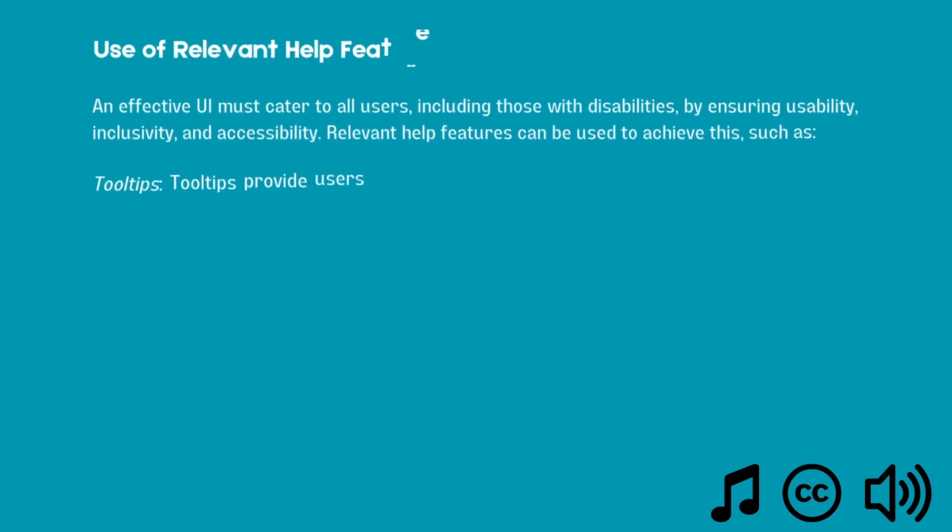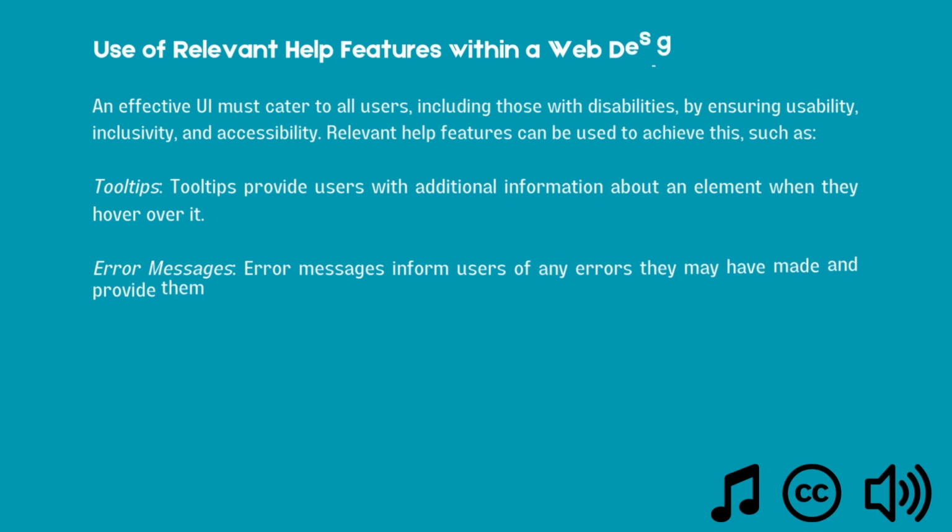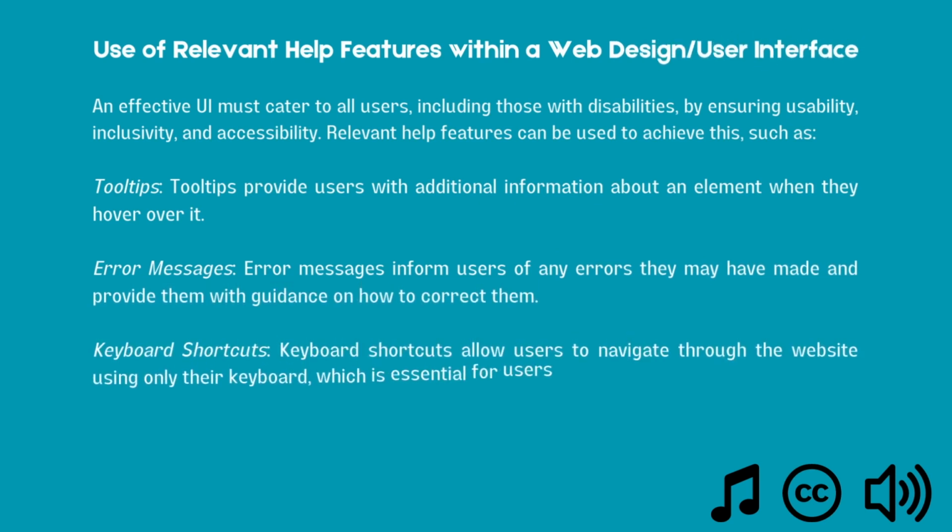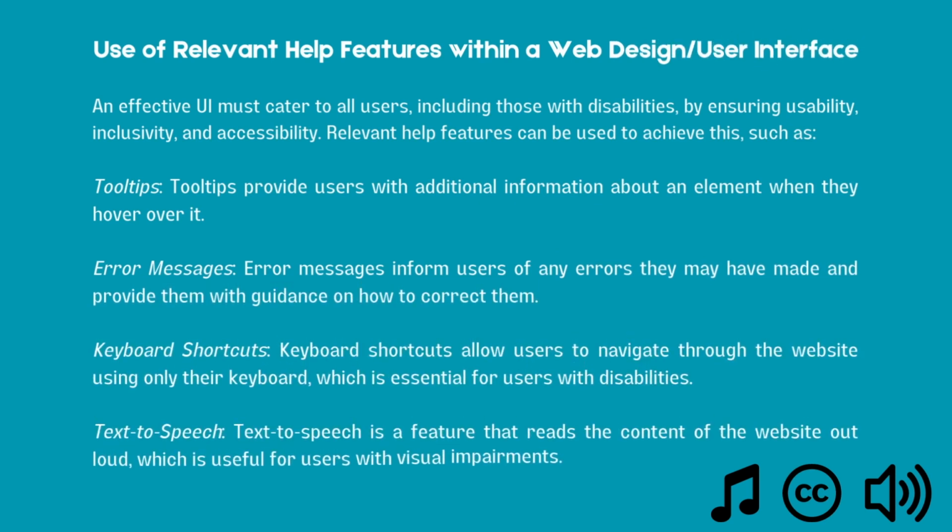Use of relevant help features within a web design/user interface. An effective UI must cater to all users by ensuring usability, inclusivity, and accessibility. Relevant help features can be used to achieve this, such as tooltips. Tooltips provide users with additional information about an element when they hover over it.